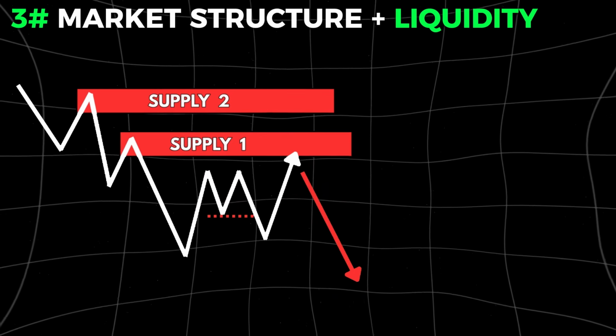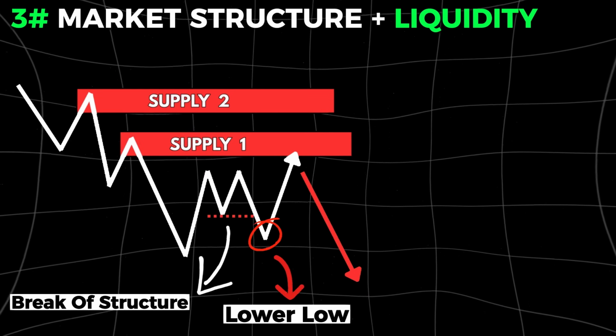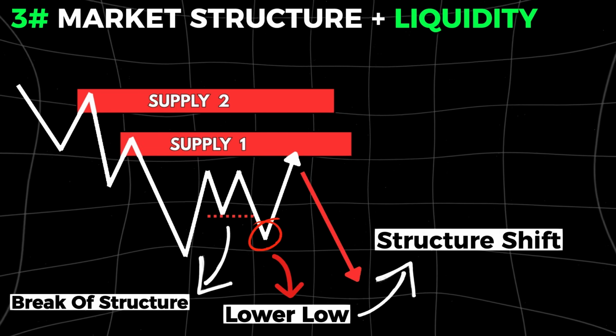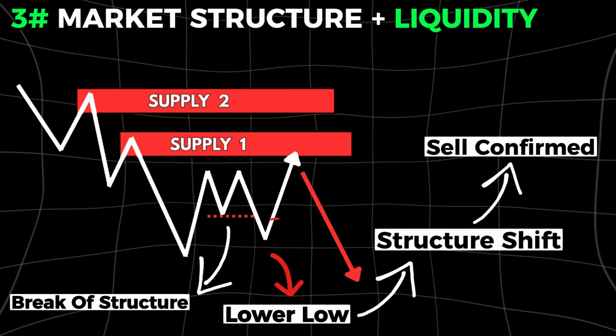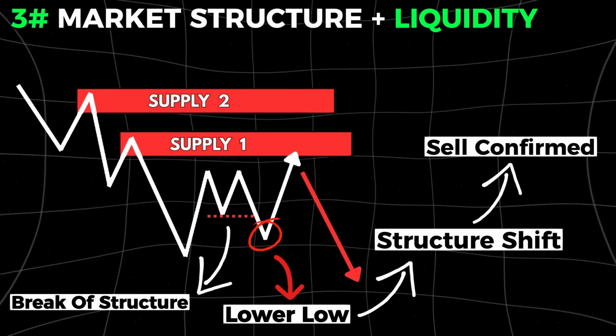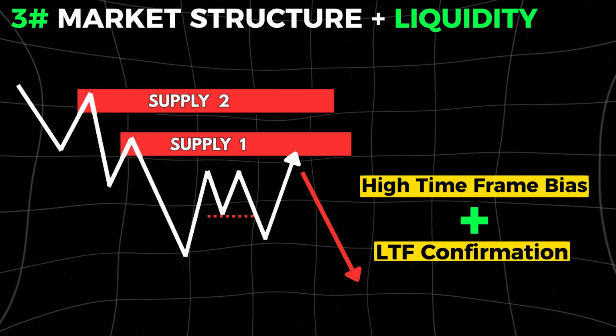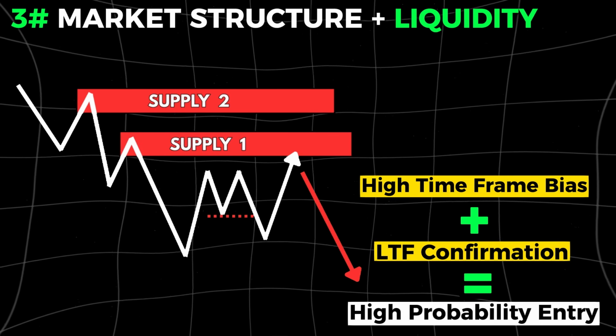If instead, price had swept the highs and then formed a meaningful lower low, that would have confirmed the shift in trend. From there, we could look to sell on the pullback, aligning both the short-term reversal and the broader bearish market direction. This combination, high and low time frame alignment, is what gives us a high probability trade setup.